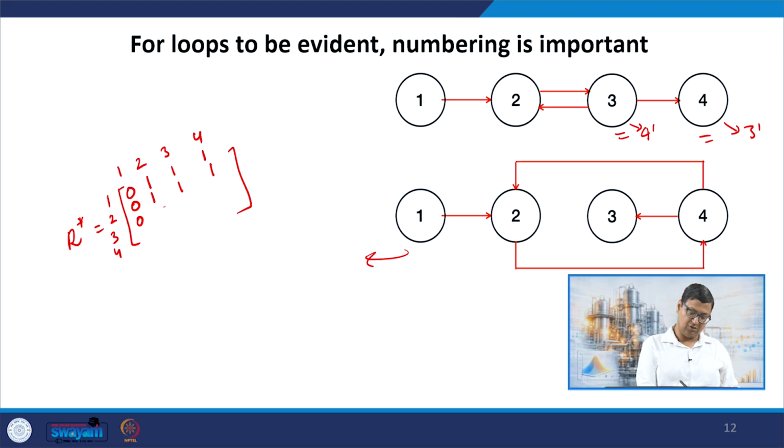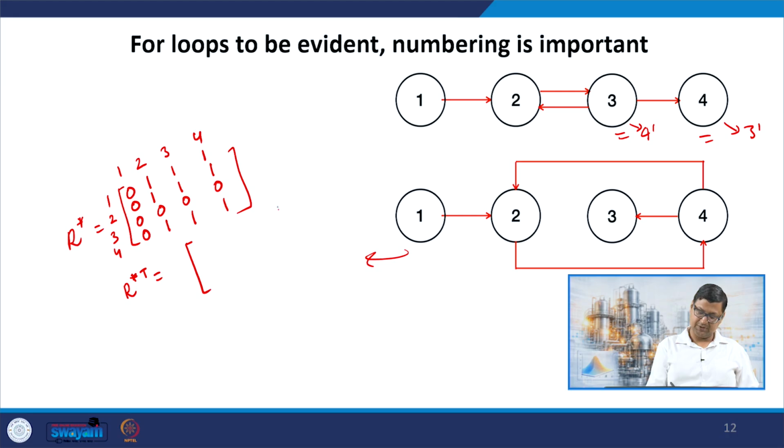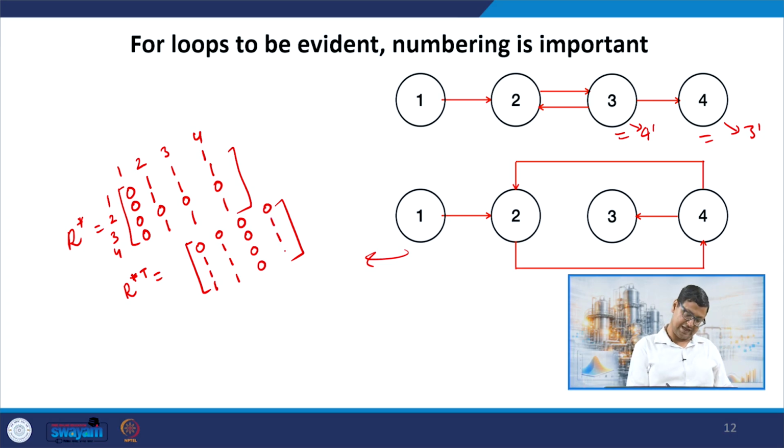For 3 I cannot go anywhere, and from 4 I can go to 2, and I can go to 3, and I can of course come back to 4 because it's forming a loop between 2 and 4. And now if I do R star transpose, the rows become columns: the first row becomes the first column, the second row becomes the second column, the third row is all zeros, and the fourth row is like this.